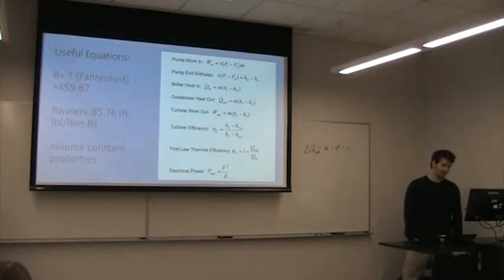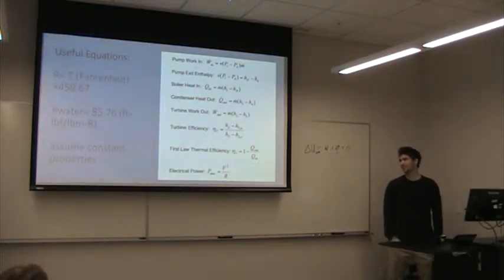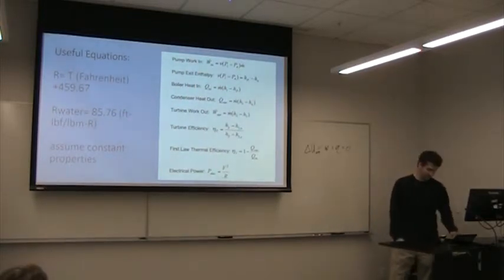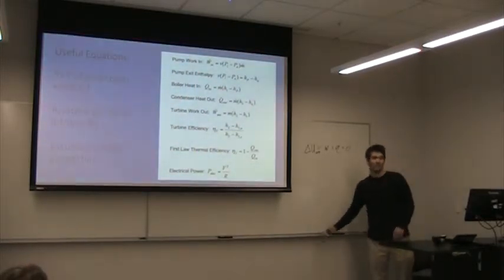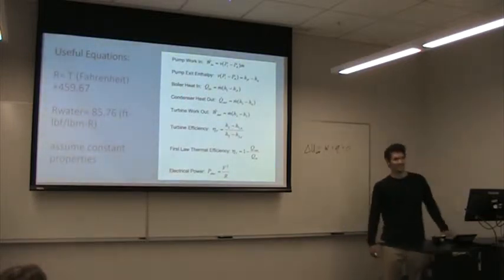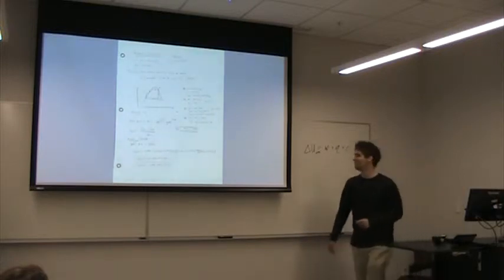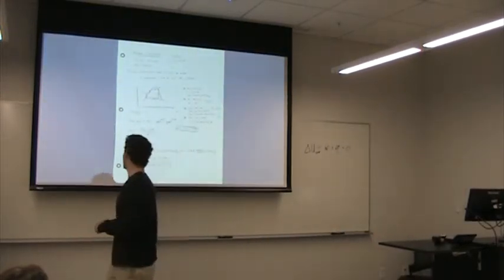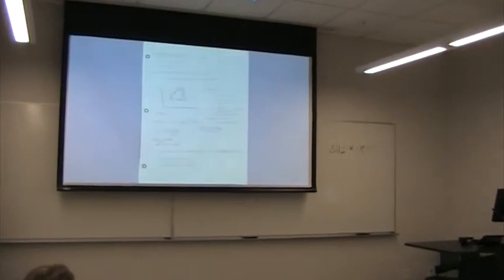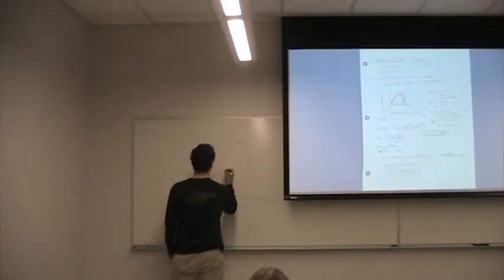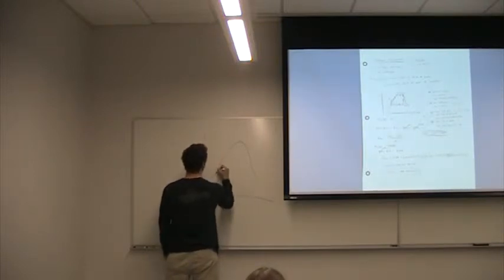I ended up not using that R for water in my calculations, so that's not even useful. But here are some useful equations. And I was thinking for the end I would show y'all how to calculate all this. Here are my calculations, and I have an error, but I will get to that. So basically, we're given our diagram, and we're given that going into the pump is going to be saturated liquid.